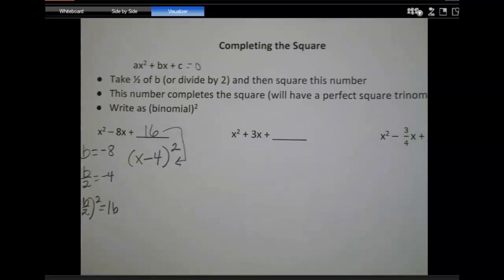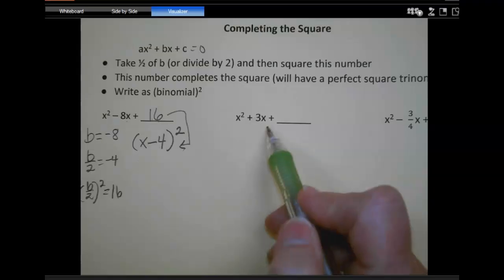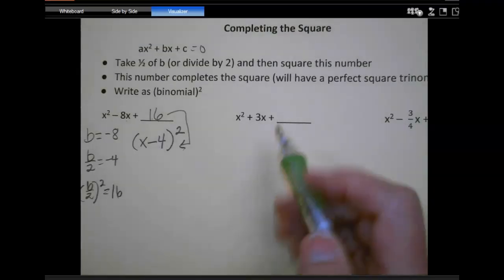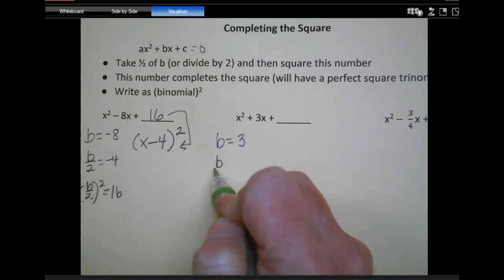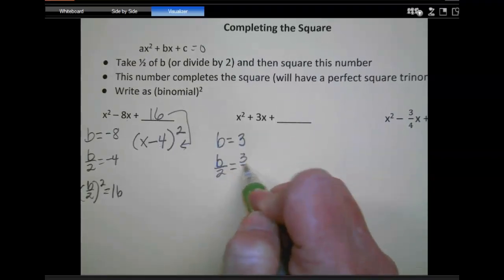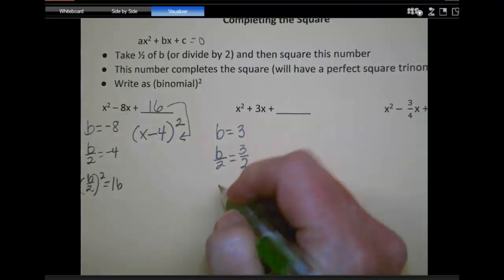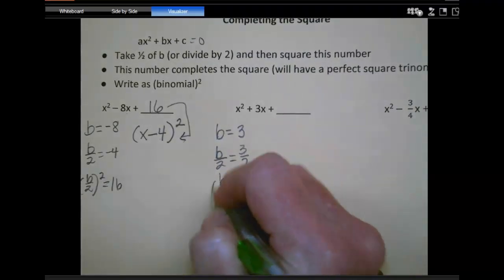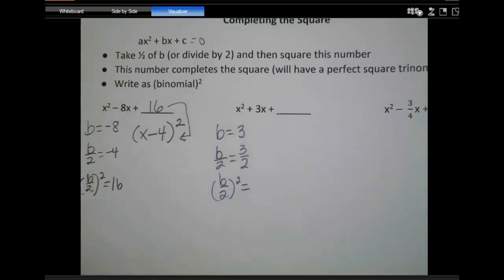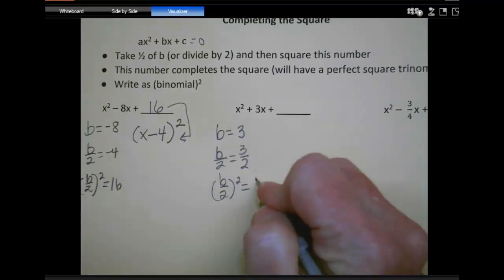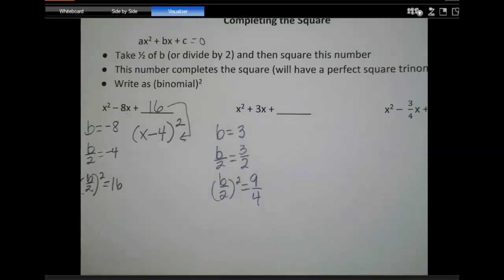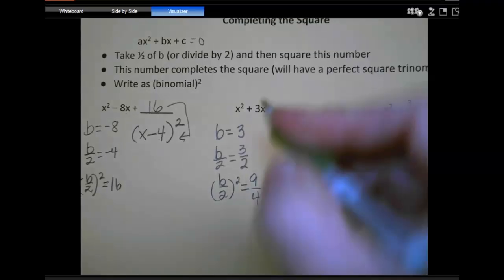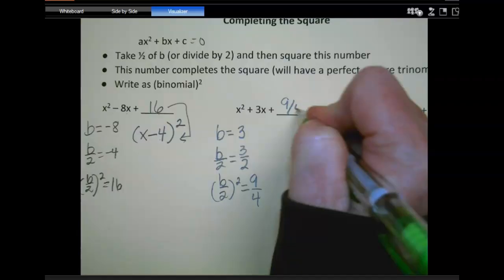So I'm going to do the same thing with the x squared plus 3x and the blank. So what is my b this time? 3. b divided by 2 is going to be 3 over 2. And then b divided by 2 squared. So what's 3 squared? 9. And 2 squared? 4. So I'm going to take this number and it goes right here.